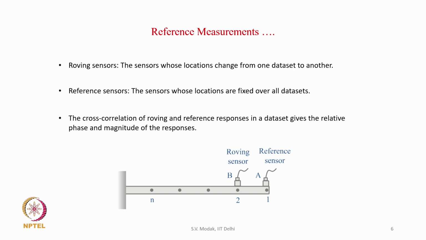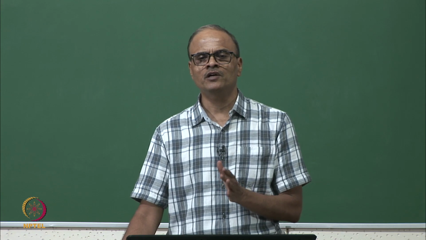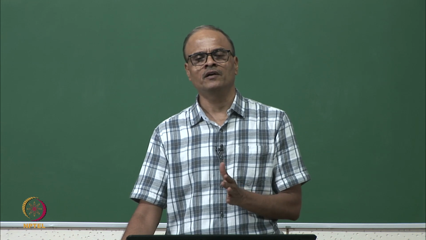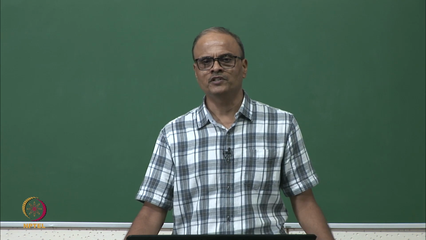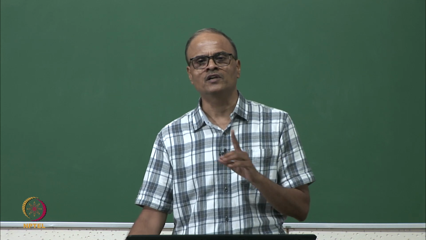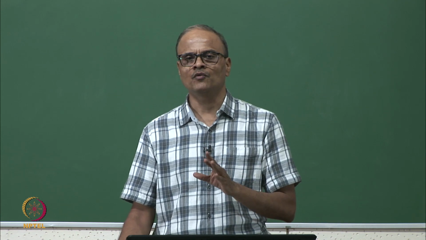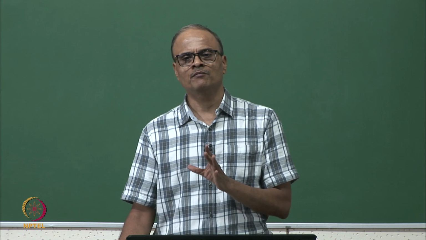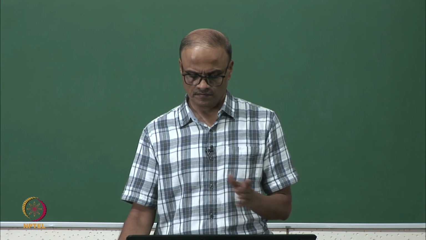When the roving sensor is, let us say, at location 1, then the reference measurement is also taken at location 1. When the roving sensor is at location 2, the reference measurement again is taken at location 1. Therefore, each measurement of the roving sensor is accompanied by a measurement at the reference location. So, measurement with roving sensor constitutes one data set, and in each data set we will have roving sensor measurement and a corresponding measurement at the reference sensor.